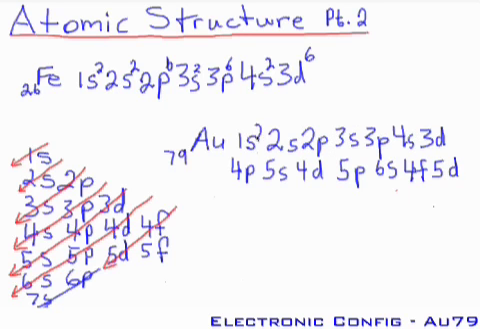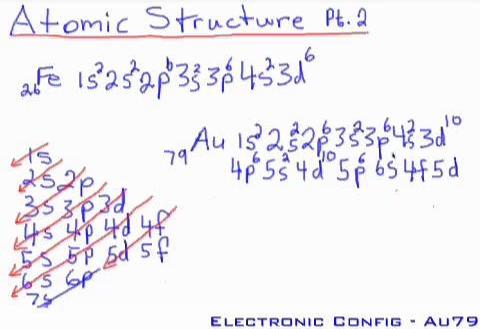S can hold 2, S can hold 2, P can hold 6, S can hold 2, P can hold 6, S can hold 2. How many can D hold? Remember, S has 1 orbital, P's have 3 orbitals, D have 5 orbitals. Each can hold 2 electrons, 10 electrons. P6, S2, another D, D10.